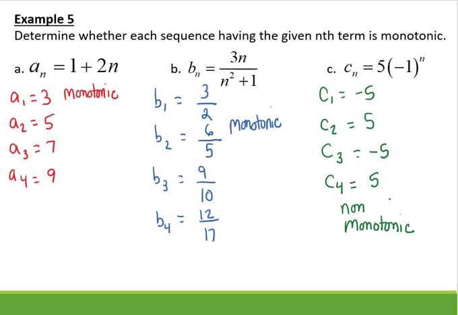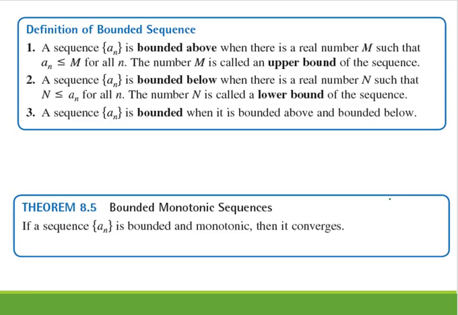Okay, definition of a bounded sequence. A sequence is bounded above if there is a real number m such that our sequence is less than or equal to m, or it is bounded below if n is a number less than or equal to the sequence. A sequence is bounded when it is bounded above and bounded below. If a sequence is bounded and monotonic, then it converges.